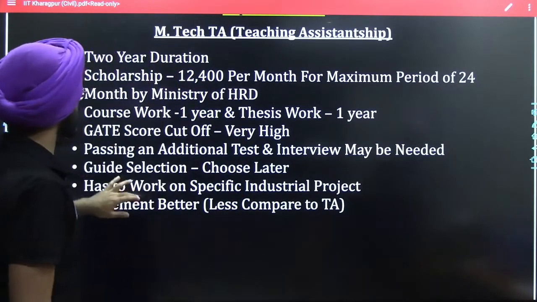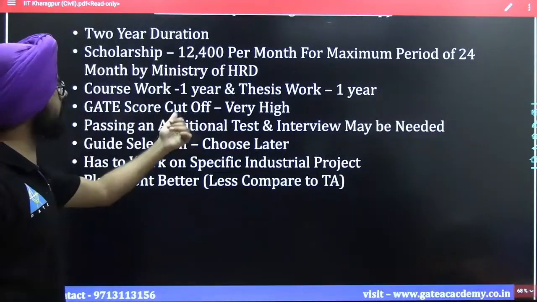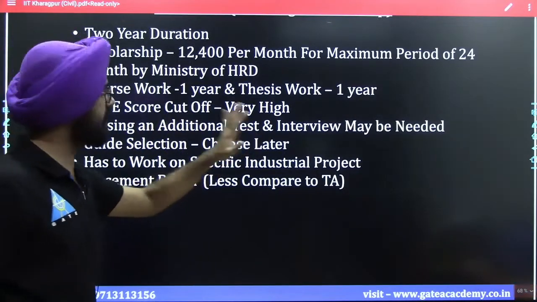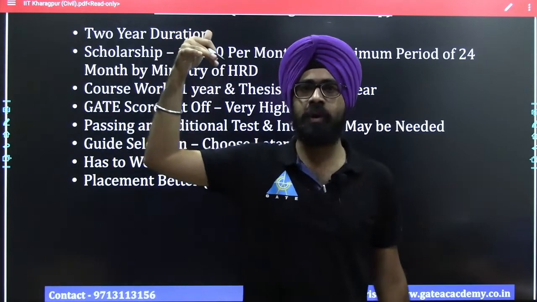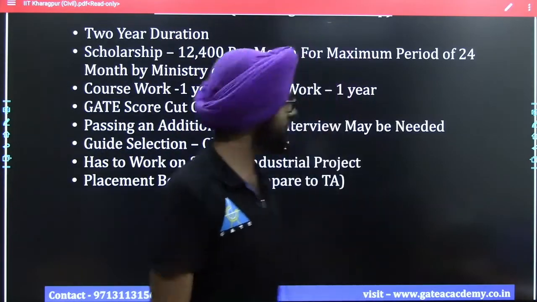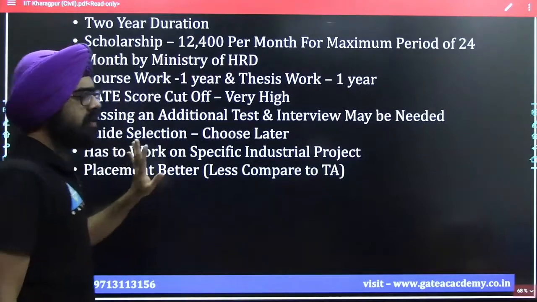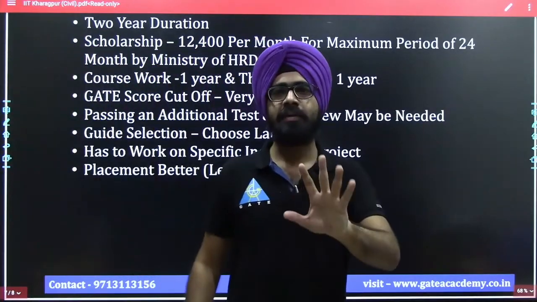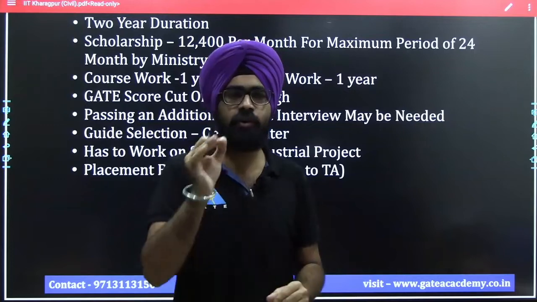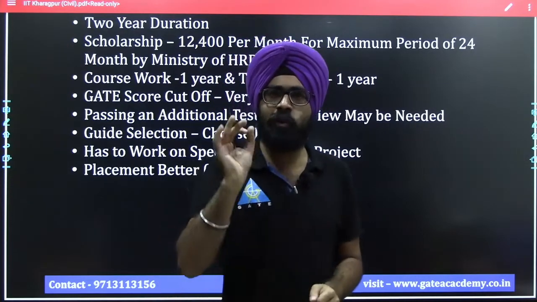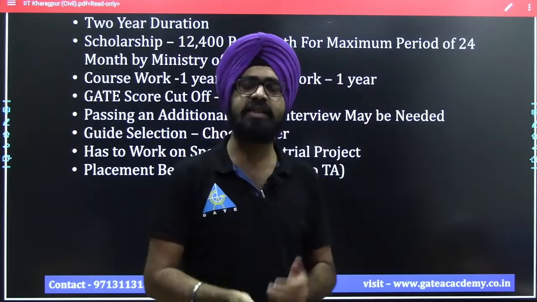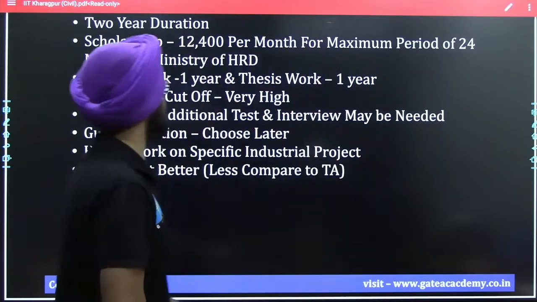That's a different thing. The GATE score cutoff is very high, as you can expect. That is why I am saying if you have a GATE score within the range I have shown you above, then definitely you can apply there. Also, the GATE score is not sufficient. If you get a call from IIT, there you have to give a written test. Also, one interview will be scheduled. If you are able to qualify in both, then definitely you are welcomed in IIT Kharagpur.